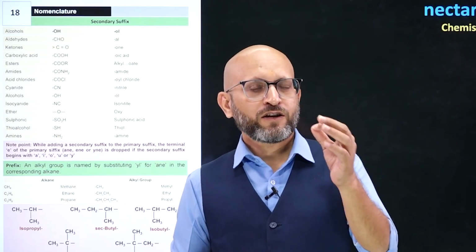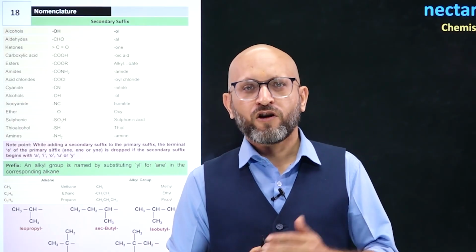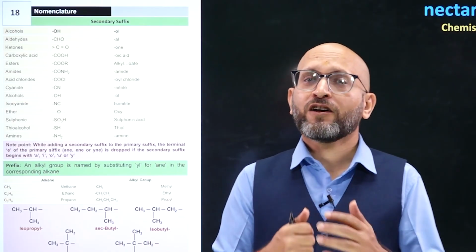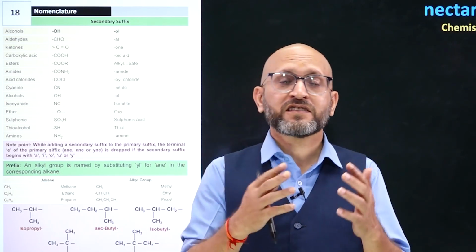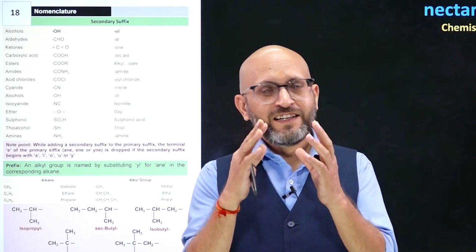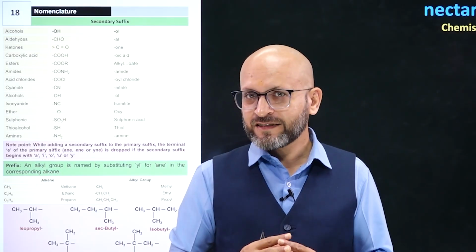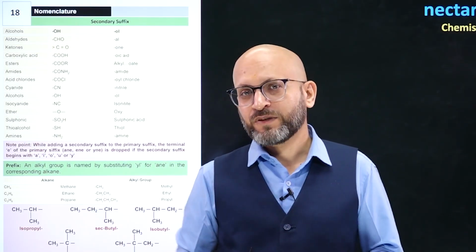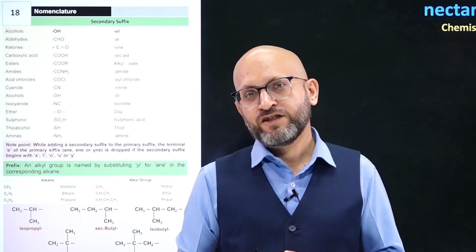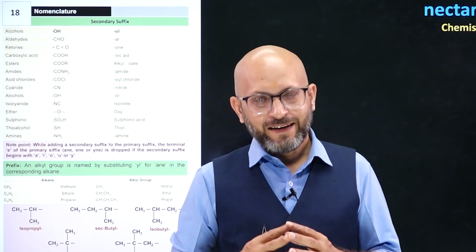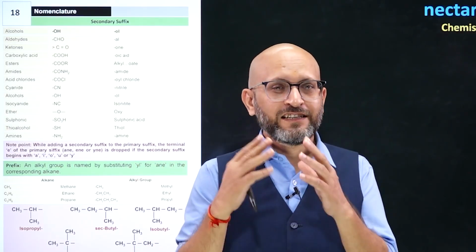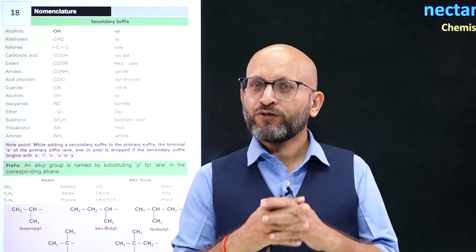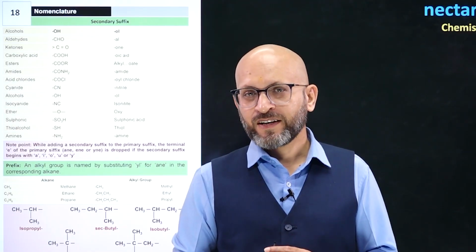For alcohol, the suffix is -ol. For thioalcohol, the suffix is thiol. For amines, the suffix is amine and the prefix is amino. So we need to learn these by heart, so that while writing IUPAC names we do not have any issues. You need to learn the suffix name of different functional groups, because these will be very helpful when you are writing the IUPAC names.